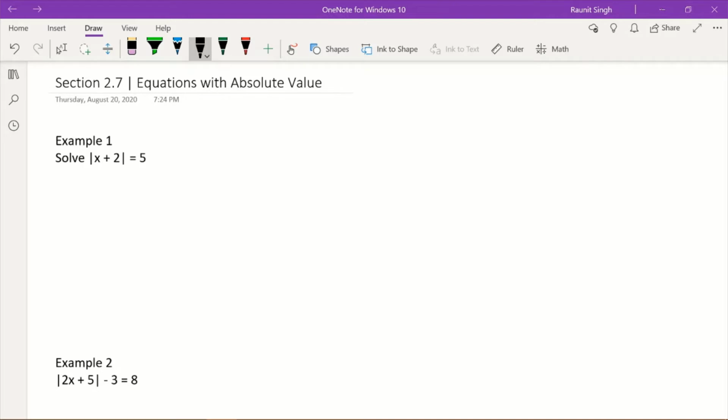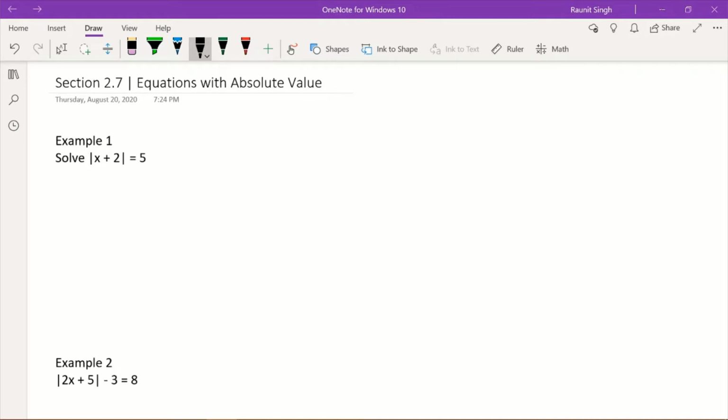So today we're going to be talking about equations and inequalities involving absolute value. We're just going to get started with the examples. Our first example is the absolute value of x plus 2 is equal to 5.